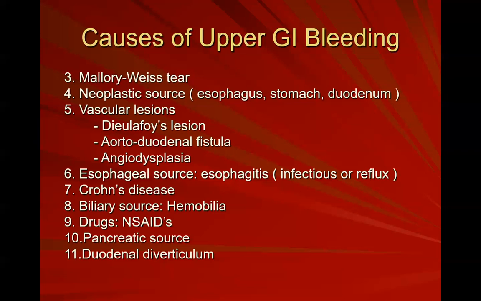Also, we have bleeding due to any neoplastic source, which is there in the esophagus, stomach, or duodenum. We have also congenital anomalies like the Dieulafoy lesion. So all of these will be discussed later in detail.